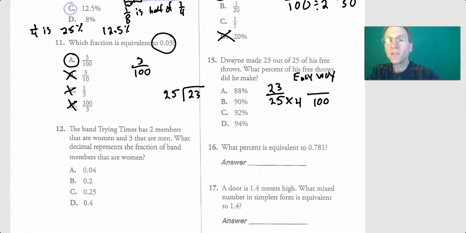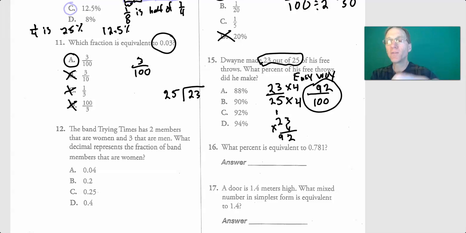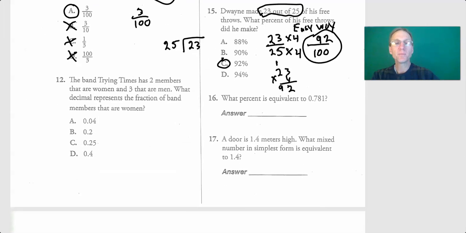So a lot of this stuff you can just use your common sense. You don't have to get too bundled up or too excited about it. I don't know what 23 times 4 is, so I'm just going to put it down here and we'll work it out. 4 times 3 is 12, and 4 times 2 is 8, 9. 92%. If you get 23 out of 25, that's some awesome free throw shooting. You're only missing 2. So that makes sense that it's going to be a super high number, like 92 out of 100 or 92%. Okay?